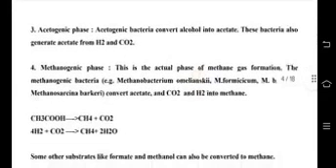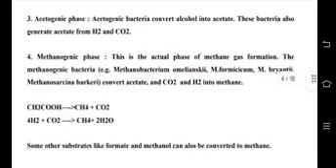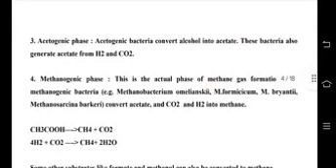Then the acetogenic phase is the third phase. Acetogenic bacteria convert alcohol into acetate. So in the previous phase, the acidifying phase, more and more organic acid is produced. Then in this acetogenic phase, acetogenic bacteria convert alcohol into acetate. These bacteria also generate acetate from H2 and CO2.